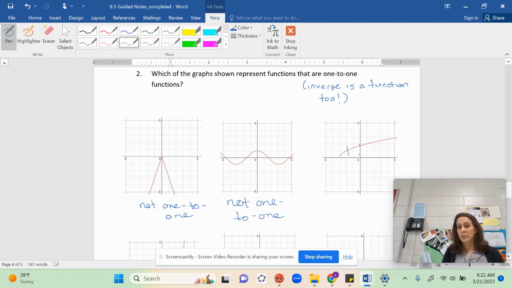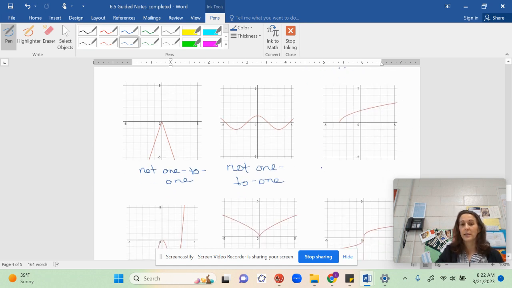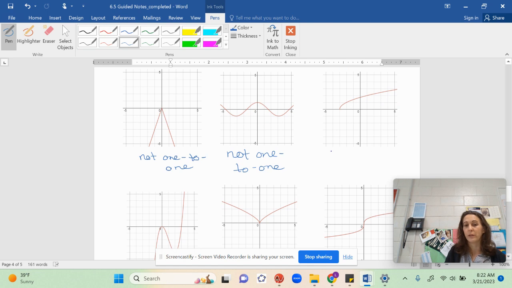Again, this is a function. It does pass the vertical line test. Does it also pass the horizontal line test? Does it ever cross a horizontal line more than once? It will not. And since it does pass the vertical and the horizontal line test, this is a one-to-one function. So that's right. Yes. One-to-one.